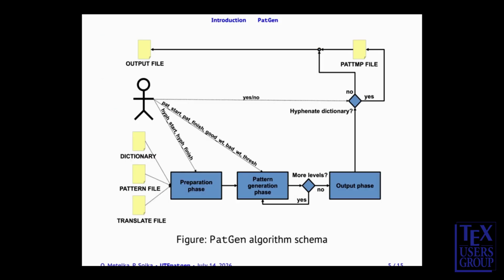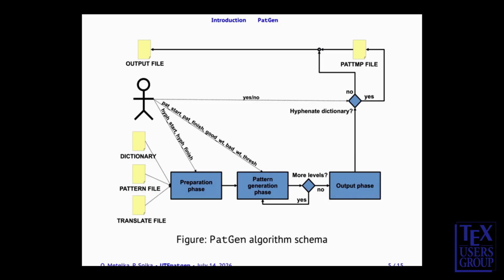Here you can see a high-level scheme of the algorithm. In the bottom left corner, there are 3 input files: the dictionary, which contains the hyphenated words, the pattern file, where an initial set of hyphenation patterns can be specified, and the translate file, which contains a character mapping. That means the lowercase and uppercase characters. The output file in the top left corner is also provided to PatGen, but it is used as an output parameter for storing the generated patterns.